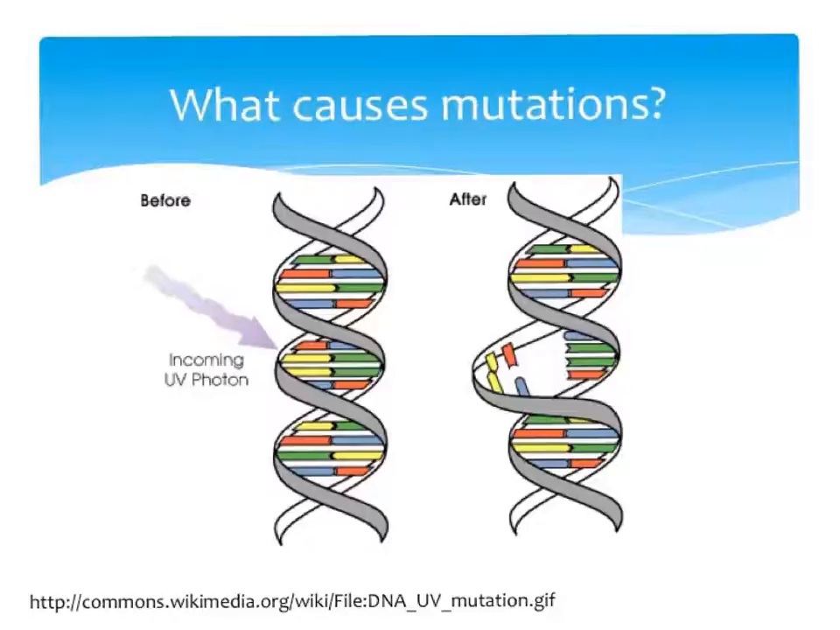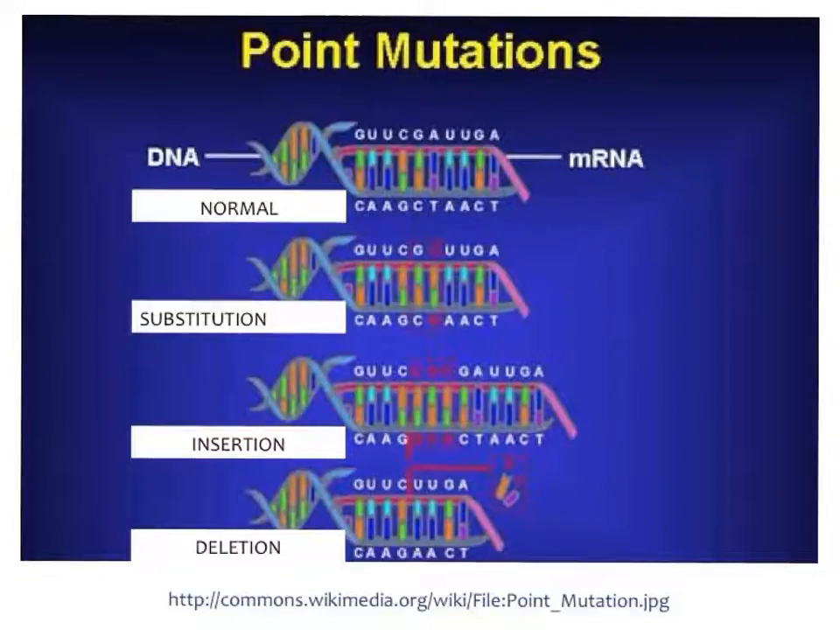It could be an incoming photon, which would be like energy from the sun or radiation. It could come from carcinogens sometimes, or different other environmental chemicals. But what they can do is break apart the DNA strand and affect the actual base pairs that are in DNA. A couple different things.